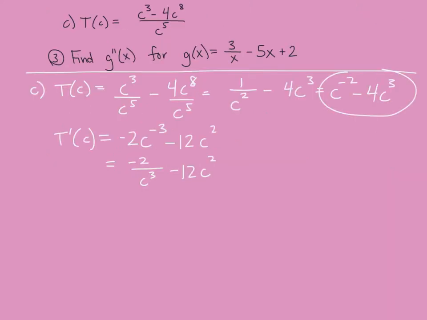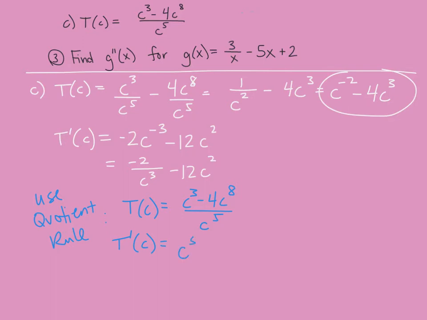Now, what if you decided to use the quotient rule here? The quotient rule is low d high minus high d low all over low squared. So t of c, I'll just rewrite it, is c cubed minus 4c to the 8th all over c to the 5th. So the derivative is low times the derivative of the high. The derivative of the numerator is 3c squared minus 32c to the 7th, running out of room.